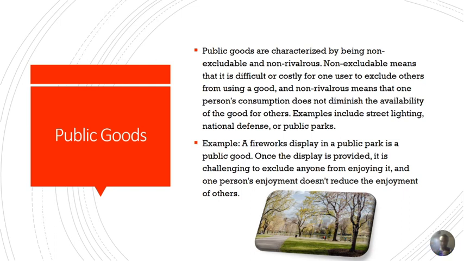A good example is street lighting. No one can prevent you from having access to street lighting. At the same time, with national defense, no one can prevent you from getting the same protection that national defense offers to the country. Look at public parks. No one can prevent you from going to a public park. We have to look at some examples of public goods because they are being offered by the government. So a fireworks display in the public park is a public good.